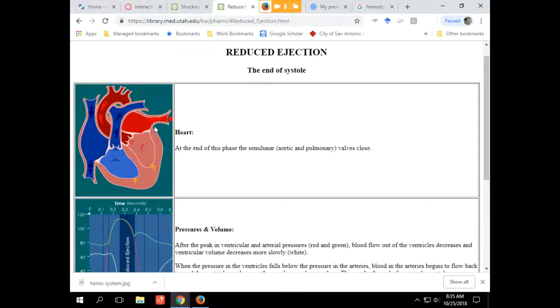So the RV has to fight against, or no, PVR, whatever. PVR fights against the RA.